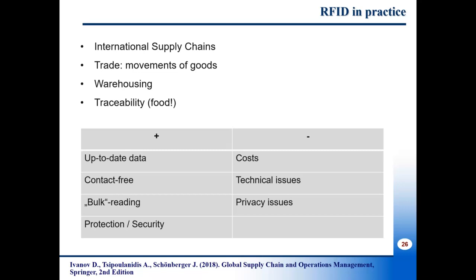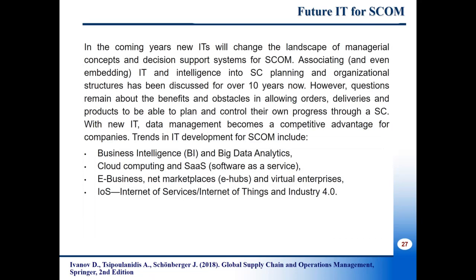With new IT, data management becomes a competitive advantage for companies. Trends in IT development for supply chain management include business intelligence and big data analytics, cloud computing and software as a service, e-business, net marketplace, e-hubs, and virtual enterprises, and also the Internet of Services or Internet of Things, and Industry 4.0. And therefore, IT nowadays is not only implemented for transactions or exchanging data, but also for operating hardware.